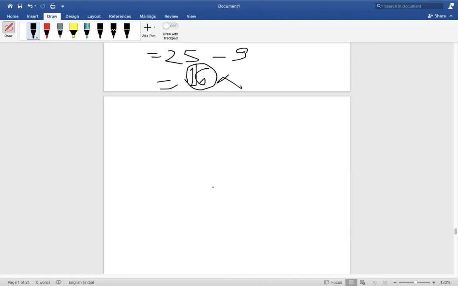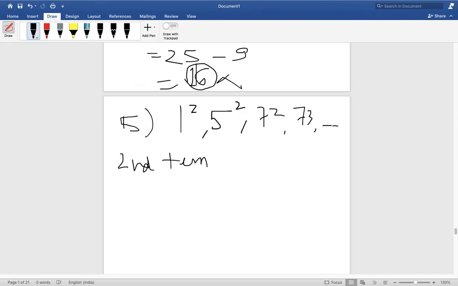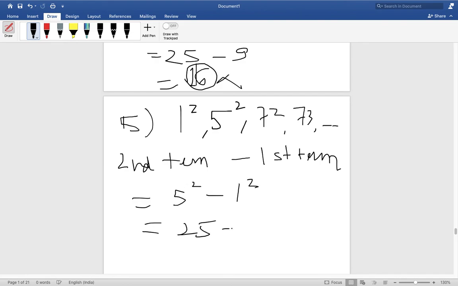It's trying to trick you into thinking that this was an AP, but it turned out to be not an AP. 1 square, 5 square, 7 square, 7 cube. We don't even know if it's a sheep or a dog. It doesn't look like anything. So we will have to examine what is going on over here. First, second term minus first term. Our second term is 5 square. First term is 1 square. 25 minus 1 is 24. Okay, the difference is 24.